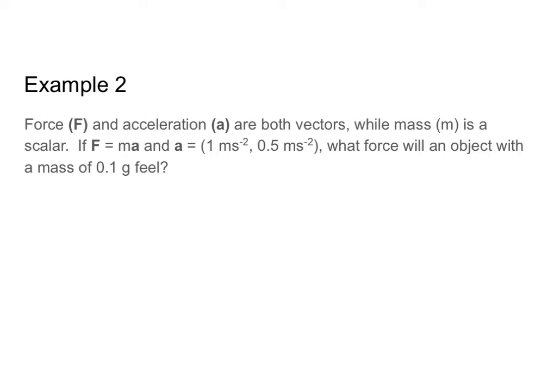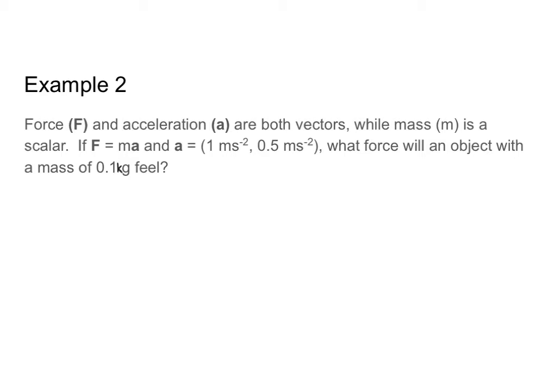So let's give a slightly more interesting example. And in this example, we're going to be actually talking about an equation that you guys will be using a lot of later in this year. So, force and acceleration are both vectors, while mass is a scalar. A force is equal to mass times acceleration, and acceleration is 1 meter per second squared to the right and 0.5 meters per second squared up. What force will an object with a mass of 0.1 kilograms, I forgot that K here, feel?